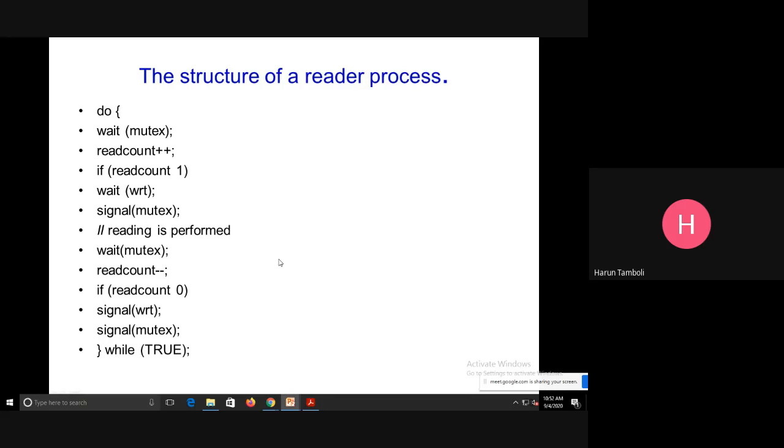That is one case. Second case, when reading is performed, writing should not be there. Are you getting? When someone is performing the reading, then others should not write on that. So from that perspective, they are using signal and wait operations here.